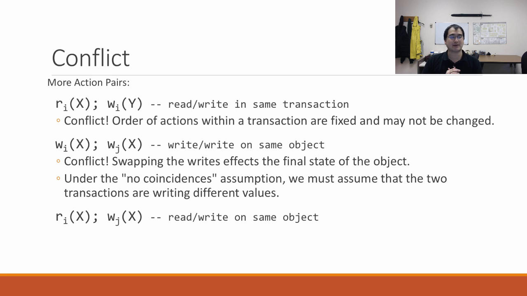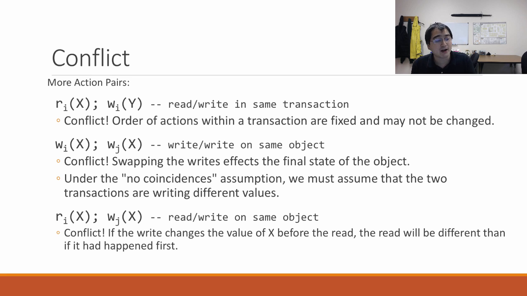All right, what about this? What if I'm trying to read and write to the same object? This does matter. Why? Because if I read first, I get the old value, and then I write to it and change that value. But if I write first, I change that value, and when I read, I get the new value. So which action comes first will affect the result of that read. And so that is a conflict. It means that if you change the ordering of this pair, you get a different result than you got before.